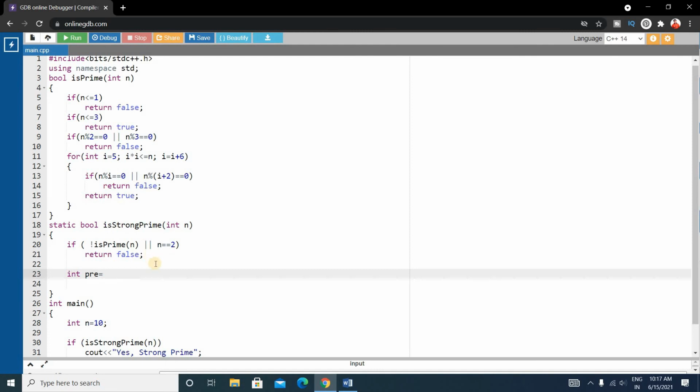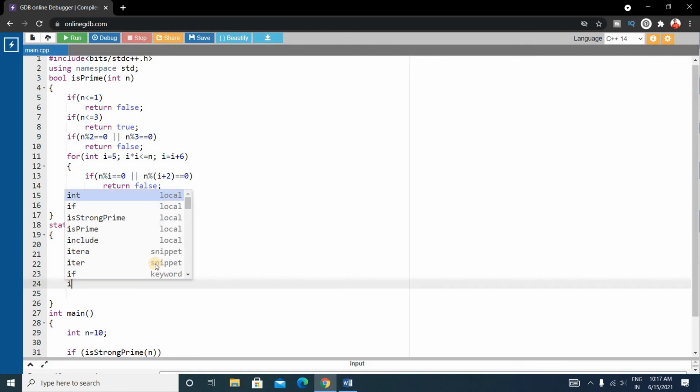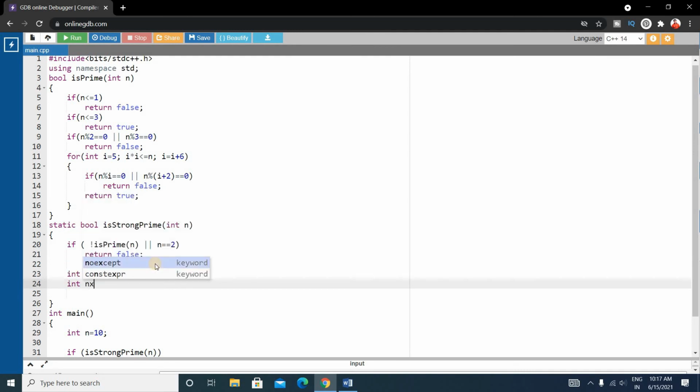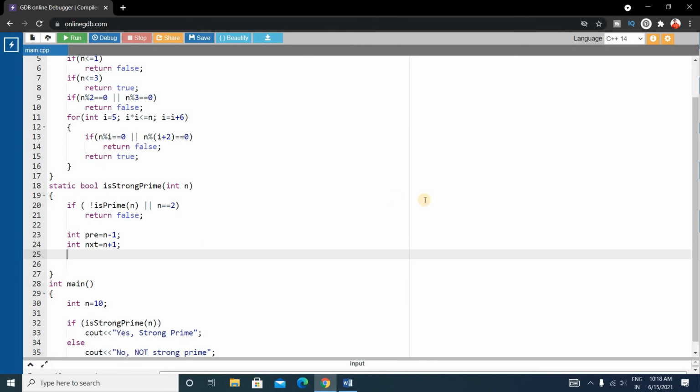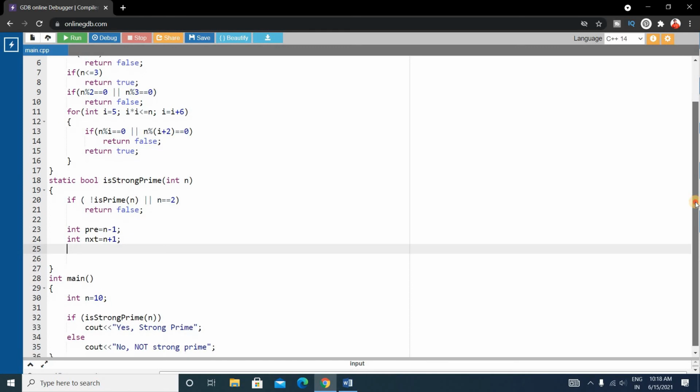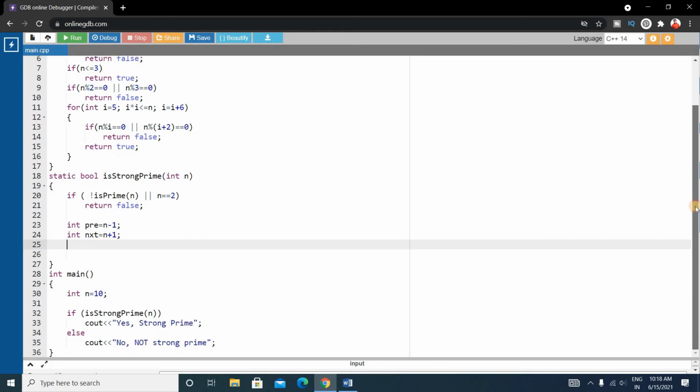If n is a prime number, then we'll check for the previous number, n minus 1, and int next is for the next prime number. It is not obvious that if 10 is a prime number or 11 is a prime number, its previous or its next number is a prime number. So for that we'll write a while loop to check if its previous number is a prime number or not.